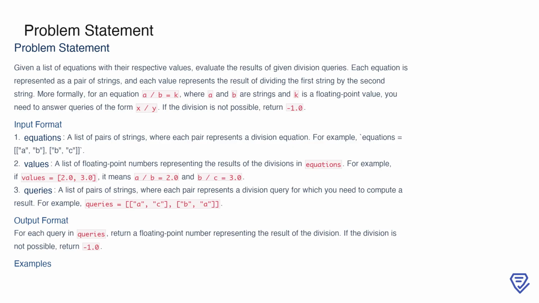as its result. To summarize the input, you are provided with a list of equations, their corresponding values, and a list of queries. The output will be a list of floating point numbers representing the results of the queries, or -1.0 for those that cannot be computed.